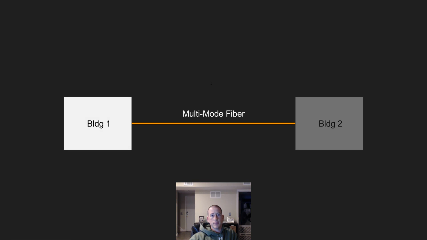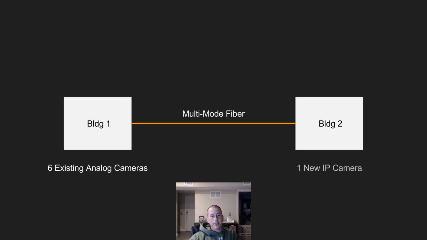So here's the scenario. You have two buildings connected via multi-mode fiber. The first building has 6 existing analog cameras, and the second building has 1 new IP camera.